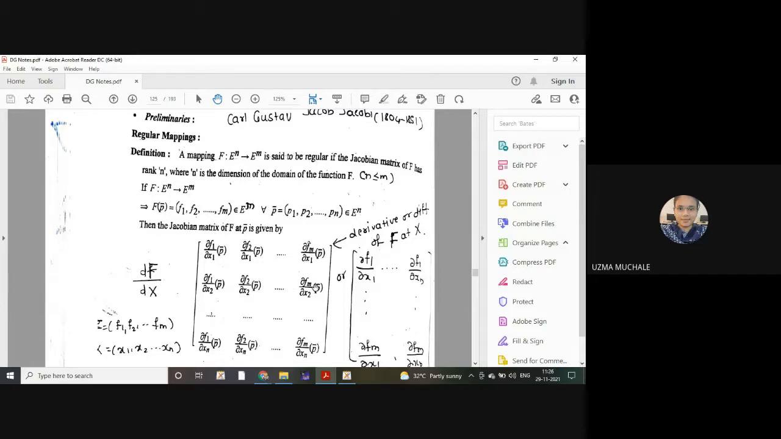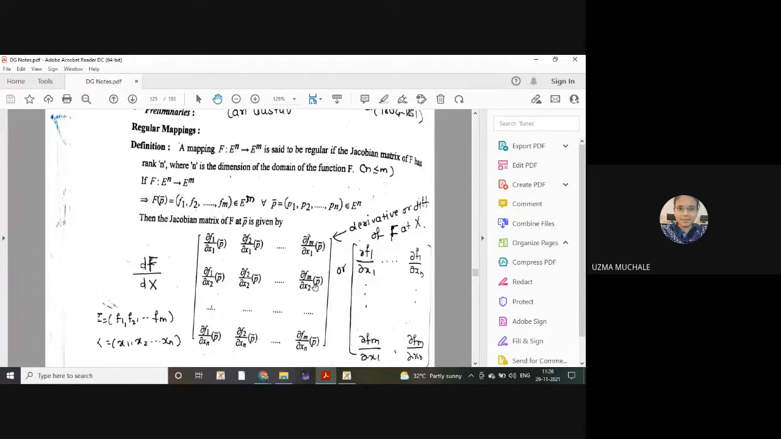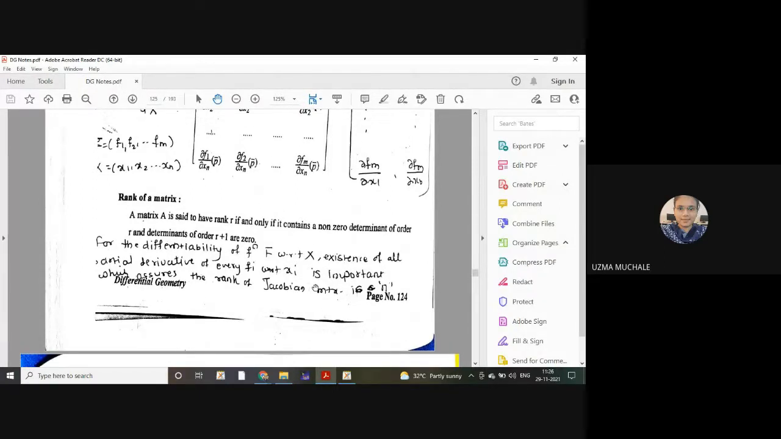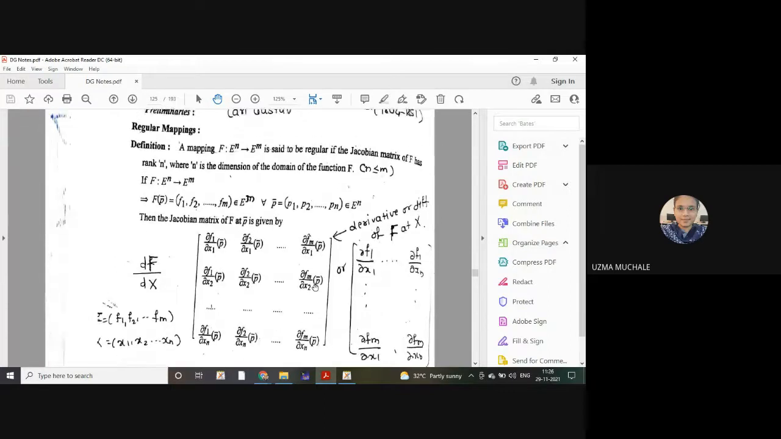Now we must know what is the rank of a matrix. Before going to this definition, we must know what the rank of a matrix is. Before going to the definition of rank, I want to know what you understand about it. How do you find the rank of a matrix? Row echelon form.